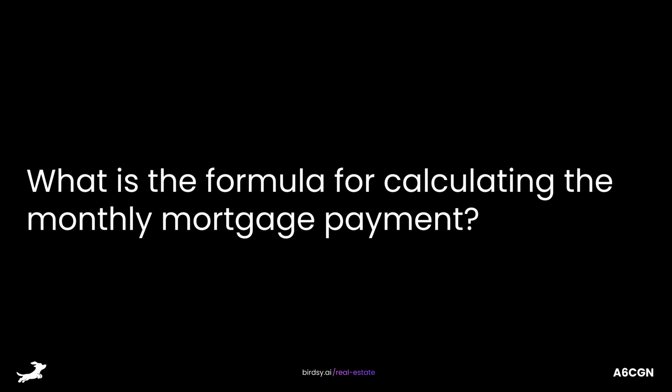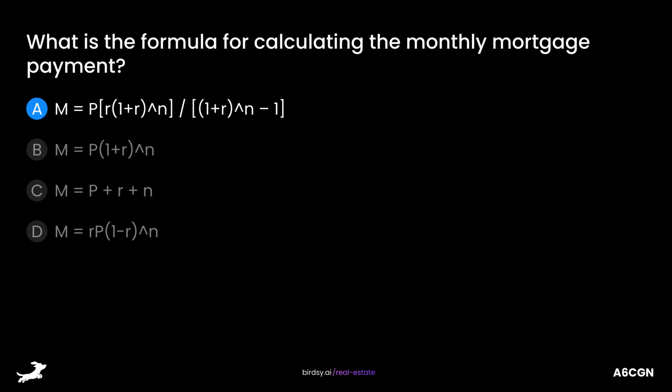What is the formula for calculating the monthly mortgage payment? Is it A, M equals P multiplied by R times 1 plus R raised to the power of N divided by 1 plus R raised to the power of N minus 1? B, M equals P multiplied by 1 plus R raised to the power of N? C, M null? Or D, M equals R times P times 1 minus R raised to the power of N?